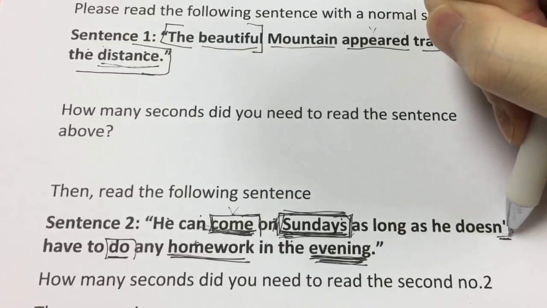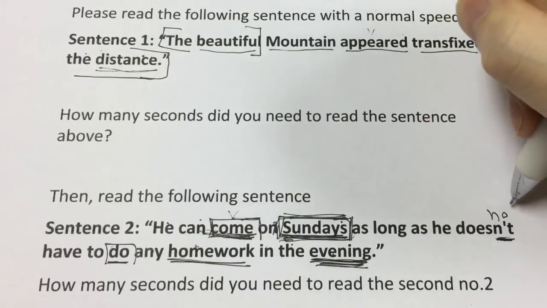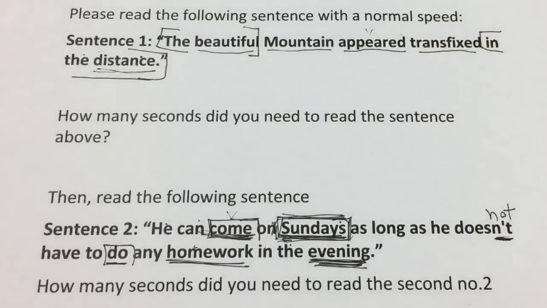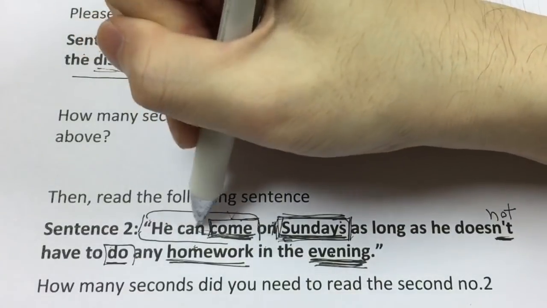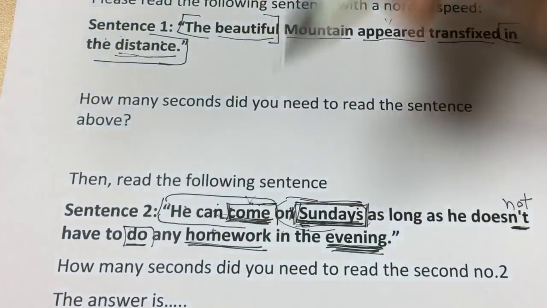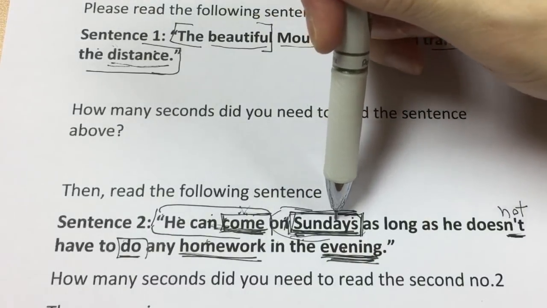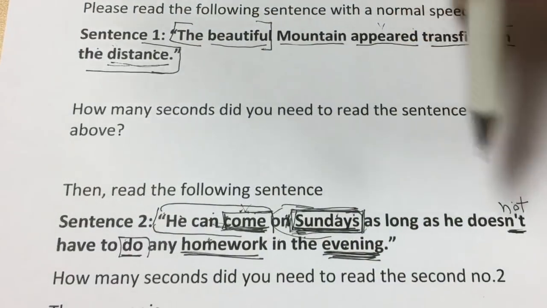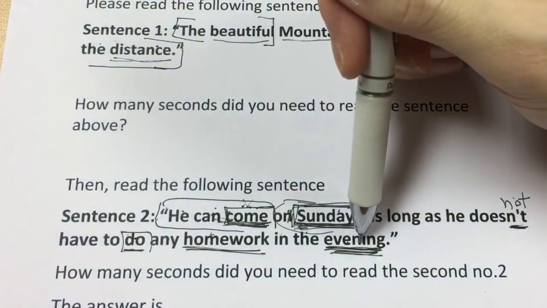And sometimes you're going to stress this one as well, because it tells you that this is a negative sentence. So how do you read this? You combine the other words together with the word you want to stress, right? So we read it as: he can come on Sundays as long as he doesn't have to do any homework in the evening.